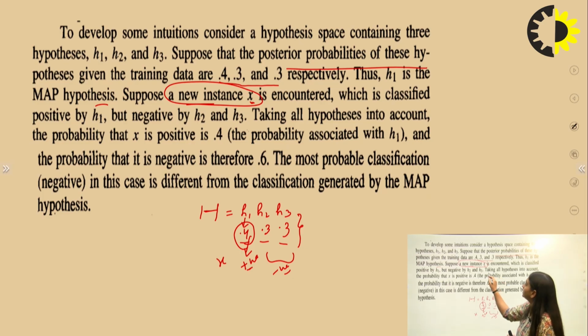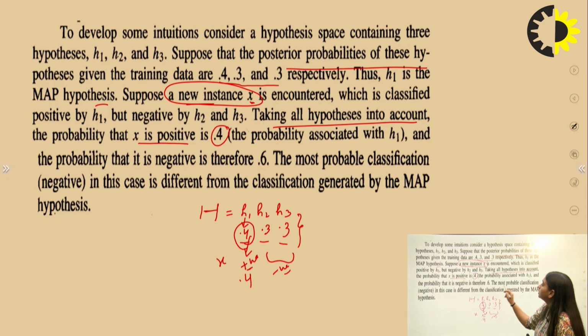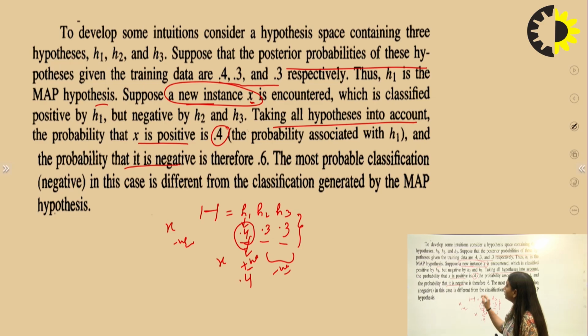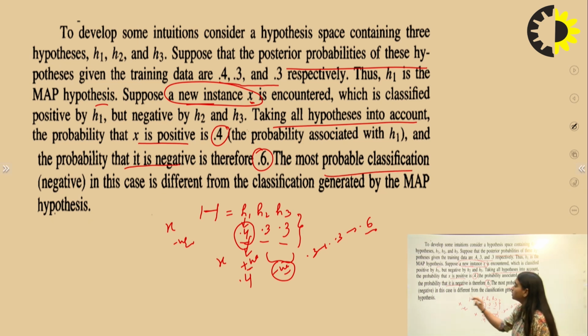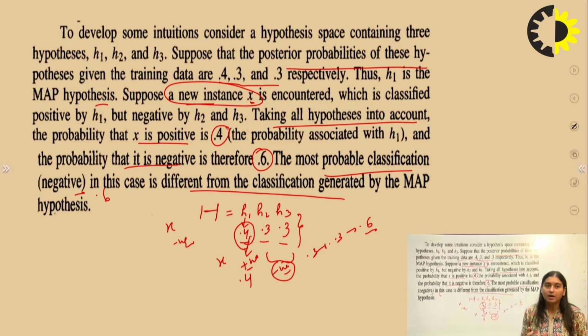Taking all the hypotheses into account, the probability that X is positive is 0.4, but the probability that X is negative is 0.6. Why? Because H2 and H3 classify it as negative, and when we add 0.3 plus 0.3, we get 0.6. So now we have a contradiction here. The most probable classification, that is negative, with 0.6 in this case, is quite different from what we get from the MAP hypothesis, that is the maximum a posteriori hypothesis.